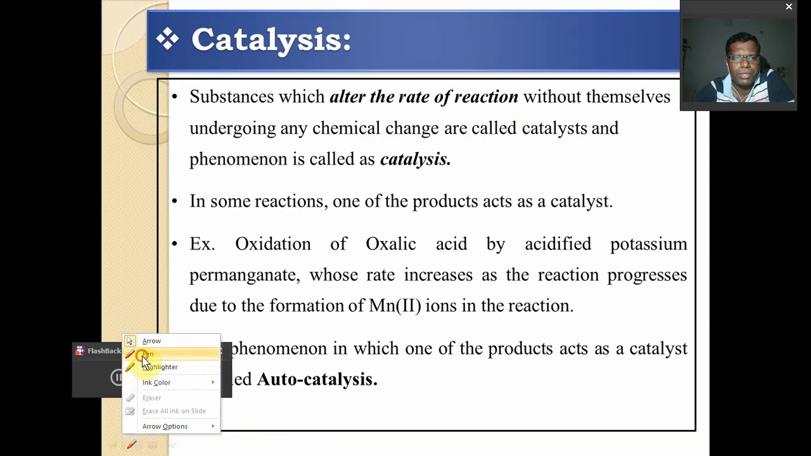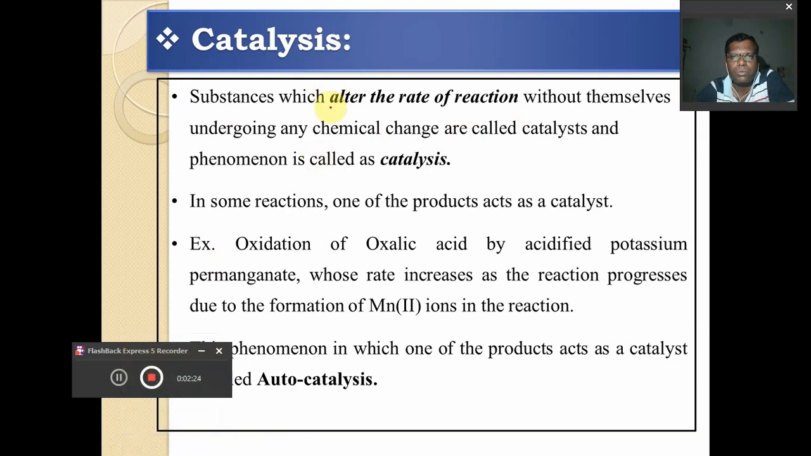You should know the meaning of the word alter. Alter means it may increase or it may decrease. That's why it is called alter. So the substance which will either increase or decrease the rate of reaction, without itself undergoing any change in chemical composition, is called a catalyst, and the phenomenon is known as catalysis.